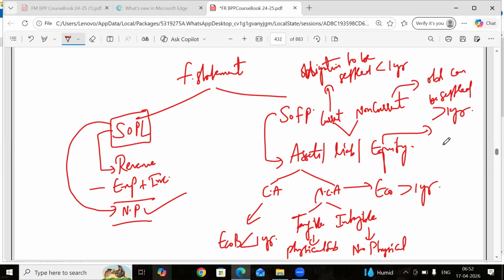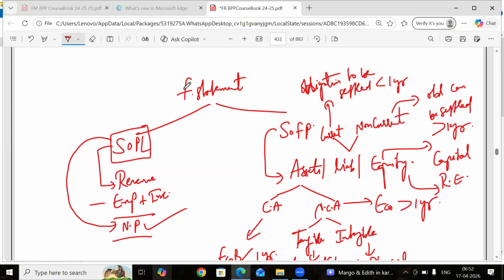Equity is the capital introduced into the business. It is the shareholders' money which is introduced into the business, and then the company also earns profit every year, which they transfer into an account called retained earnings account. That profit which is transferred to retained earnings is also a source of future capital that can be reinvested into the business. So this is what the financial statement is all about.